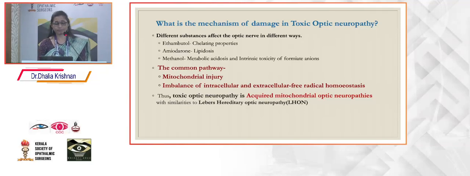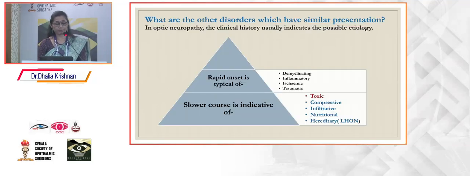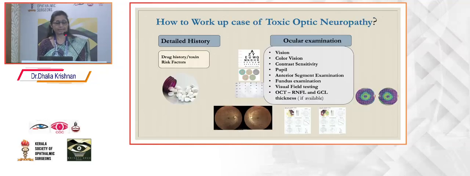Different substances affect the optic nerve in different ways, but the common pathway seems to be mitochondrial injury with imbalance of intracellular and extracellular free radical homeostasis. Thus, toxic optic neuropathy is an acquired mitochondrial optic neuropathy similar to Leber's, as ma'am said. For the diagnosis, the clinical history usually indicates the possible etiology. Toxic optic neuropathy, which has a slower course, has to be differentiated from compressive, infiltrative, nutritional, and hereditary optic neuropathy. To work up a case, a detailed history, including the drug history, the toxin exposure and the risk factors I mentioned before, is very important.